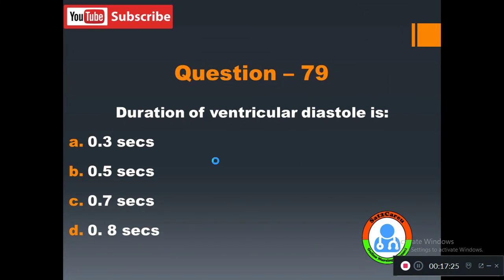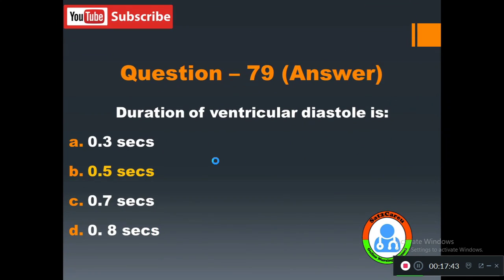79. Duration of ventricular diastole is option A, 0.3 seconds, B, 0.5 seconds, C, 0.7 seconds, and D is 0.8 seconds. Ventricular diastole, the duration is option B, 0.5 seconds.